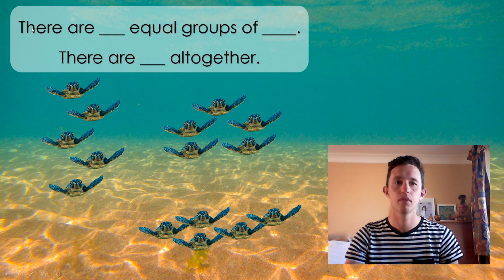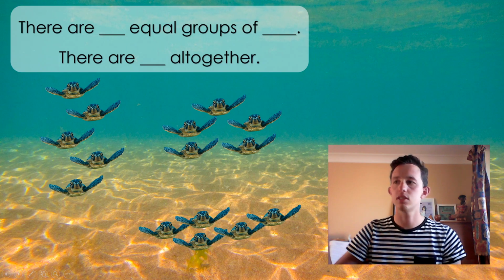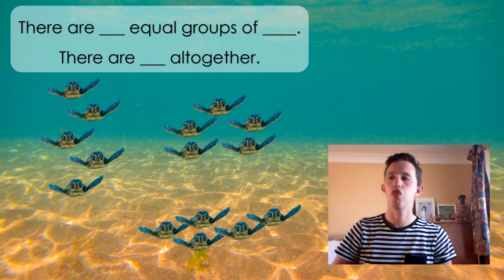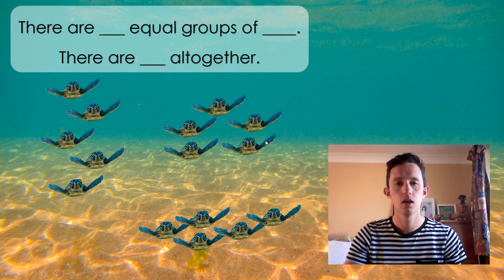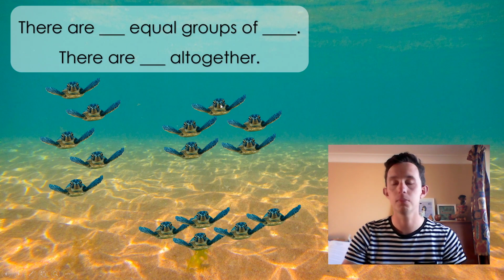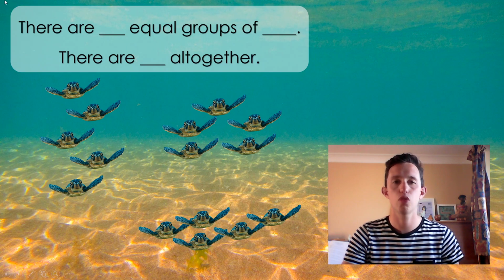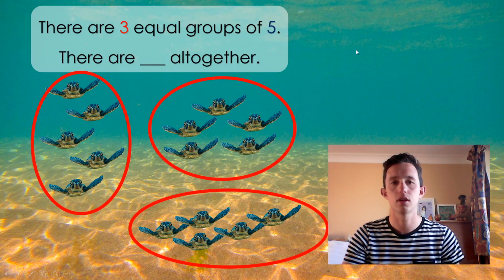Let's try another one. There are how many equal groups of blank? So there is one group, two groups, three groups. So there's this group here, the second group, and the far away group makes three groups. There are three equal groups, and in each group there are one, two, three, four, five. There are three equal groups of five.